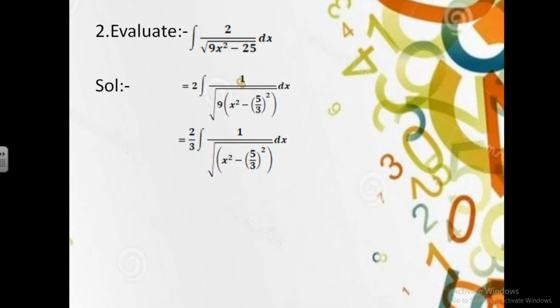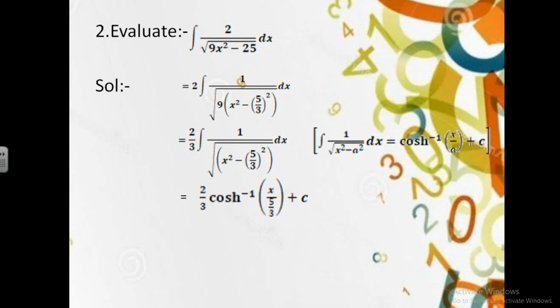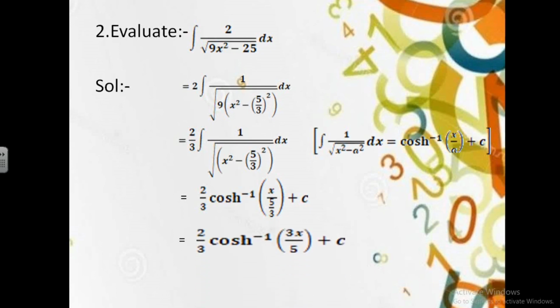Now it is in the form of integration of 1 by root x square minus a square into dx, which is equal to cos h inverse of x by a. By applying this formula, it becomes 2 by 3 into cos h inverse of x by, here a means 5 by 3, so x by 5 by 3 plus c. By taking its reciprocal, it becomes 2 by 3 into cos h inverse of 3x by 5 plus c.